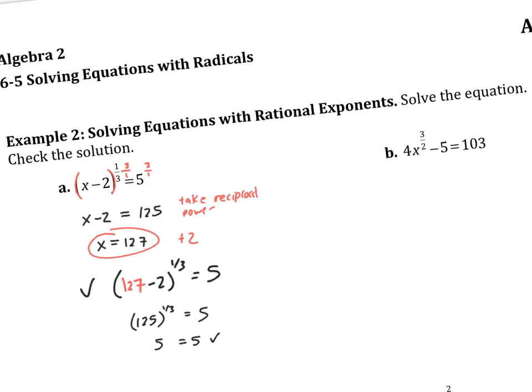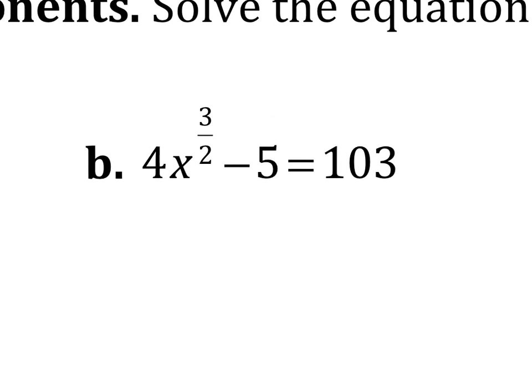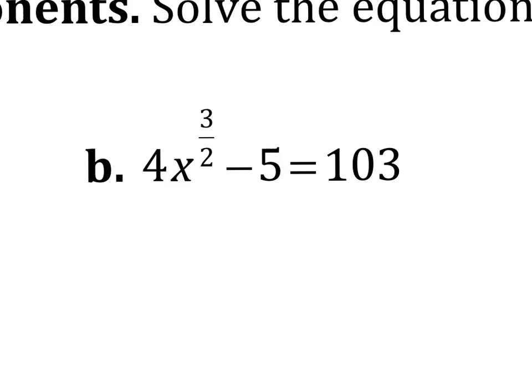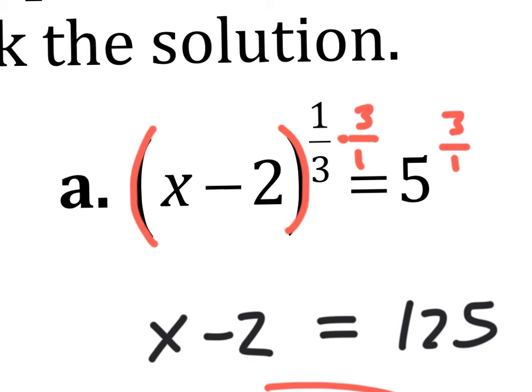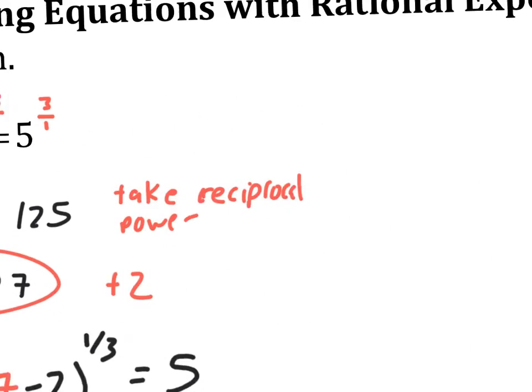Now, as we look at problem B here, the major difference here is I've got 3 things happening to x, but only x is being raised to this power. So I need to isolate the x to the 3/2 before I do the exponent reciprocal there. Over here, the entire binomial was being raised to the power, so I had to get rid of that first. So paying very close attention to what is happening.